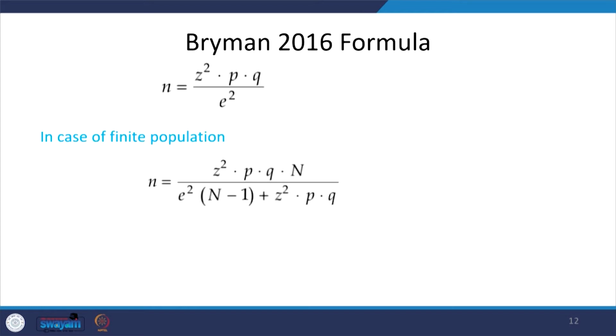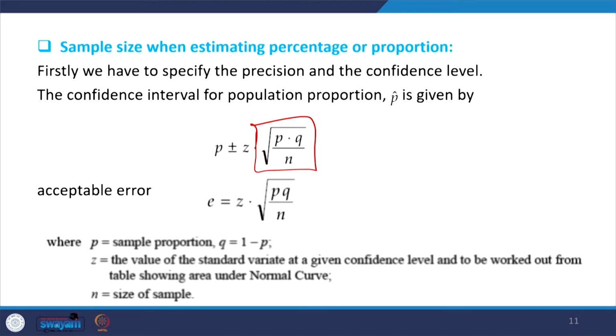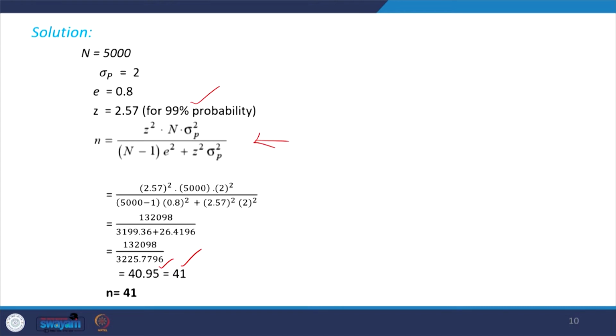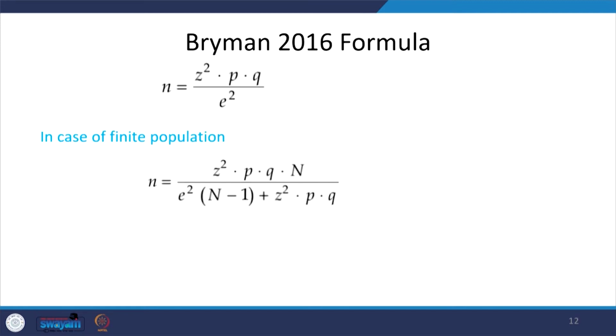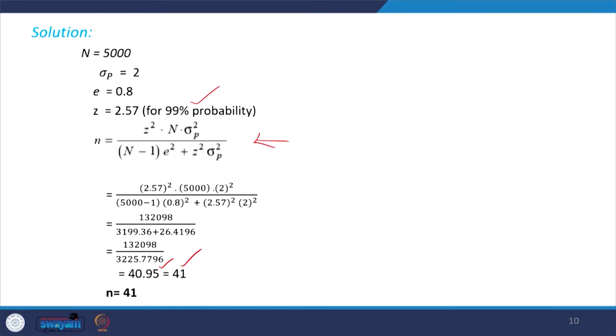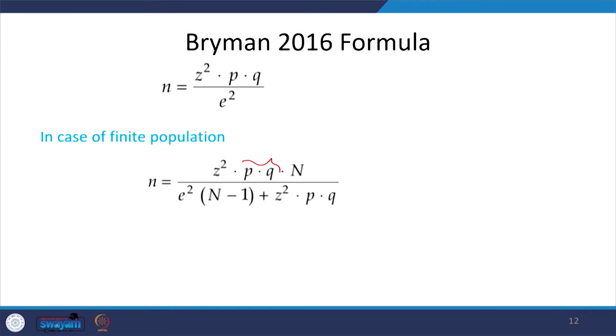And this also suggests that P is your probability of inclusion and Q is non-inclusion. Okay. Now another formula we have is Bryman's formula of 2016. This is based on the proportion instead of the exact figures. If proportions are given, then in the place of sigma, we have actually taken P into Q. Rest are more or less the same.